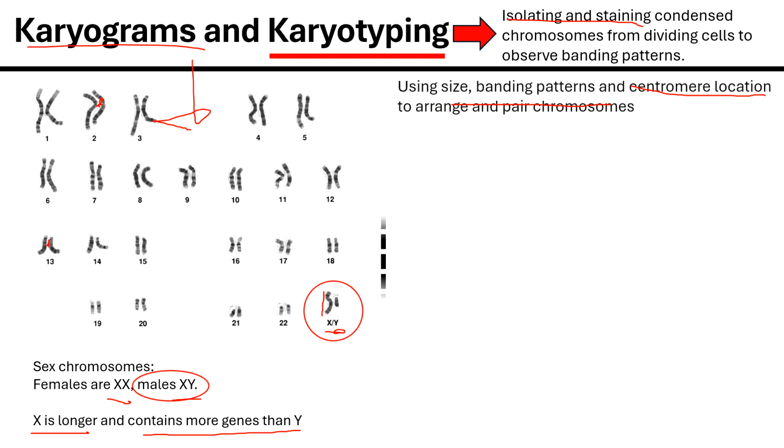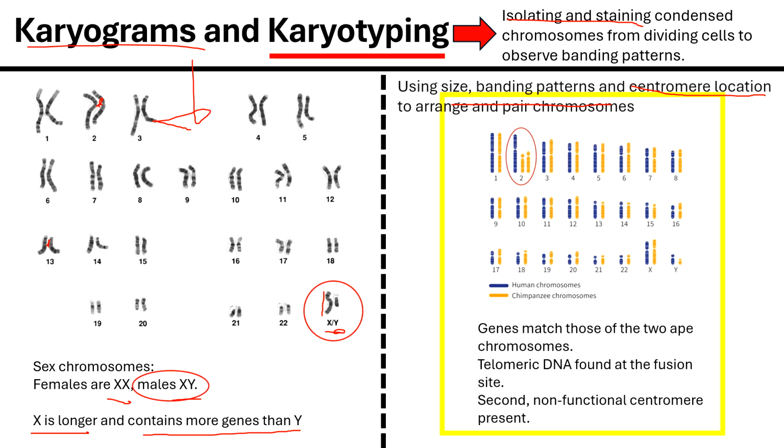Now, looking at another karyogram, if we're comparing human chromosomes and chimpanzee chromosomes, the genes, as you can see here at 2, match those of the 2 ape chromosomes. Now, this is a bit complicated to understand. It's more of just memorizing it. But there's telomeric DNA found at the fusion site. Just remember that. And second, non-functional centromeres are present as well.